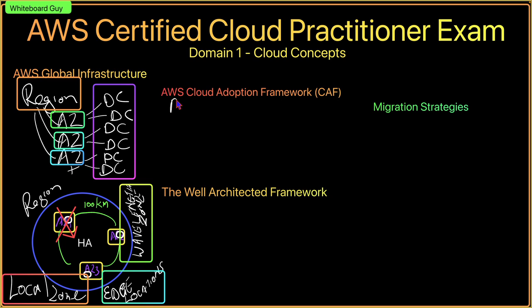This runs across what they call perspectives. So they've got different types of perspectives as well, and there are 6 of them. The first perspective is business. Now, this makes sense, right?